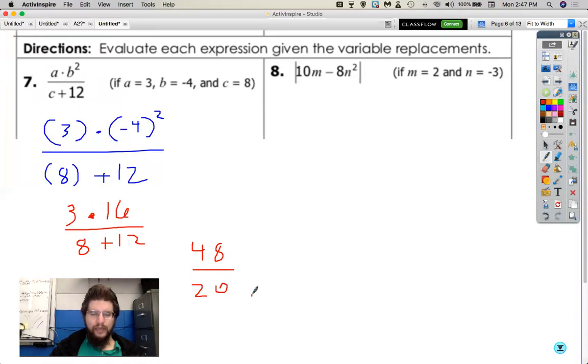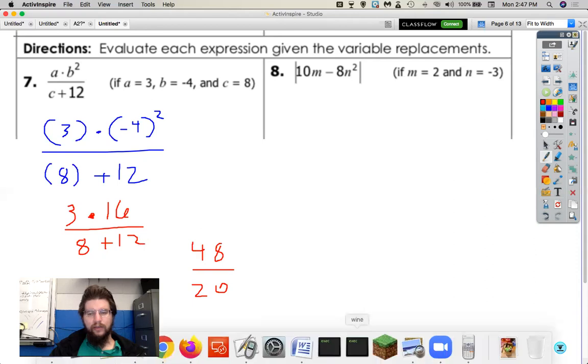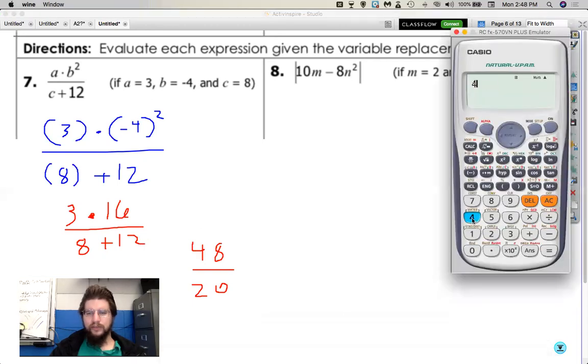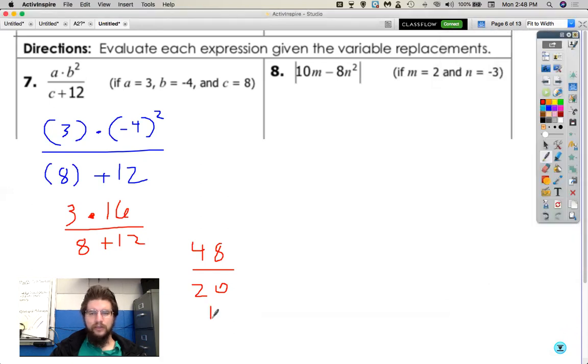All right, so we have a fraction. If you get a fraction, make sure it's in simplest form. If you don't know what simplest form is, the calculator does. It's 12/5. You could be like, oh, hey, 48 has a 4 in it, 20 has a 4 in it. 48 divided by 4 is 12, 20 divided by 4 is 5. So 12/5 would be my final answer to evaluate this expression. So evaluating this, I got 12/5.